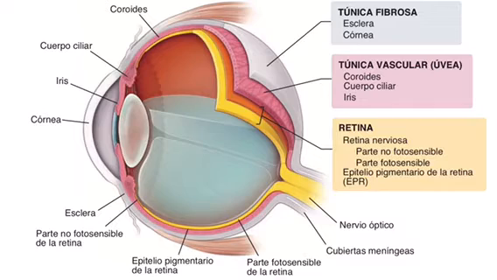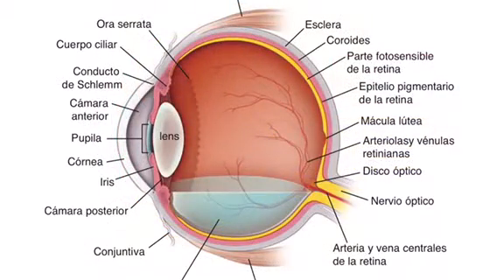The vascular coat, the middle layer or uvea, includes the choroid and the stroma of the ciliary body and iris. The retina, the inner layer, includes an outer pigment epithelium, the inner neural retina, and the epithelium of the ciliary body and iris. The neural retina is continuous with the central nervous system through the optic nerve.